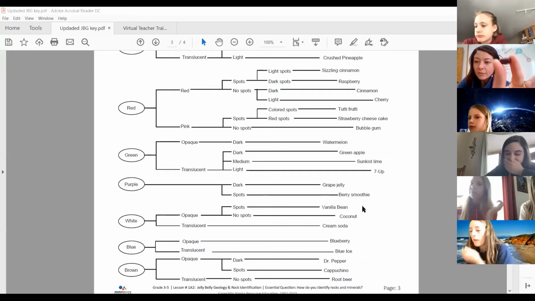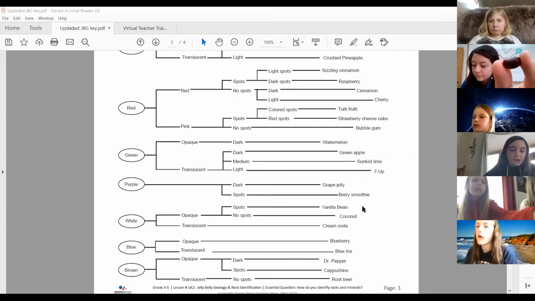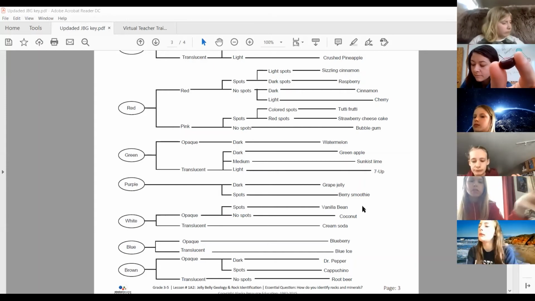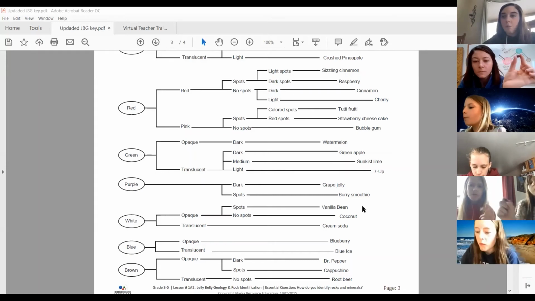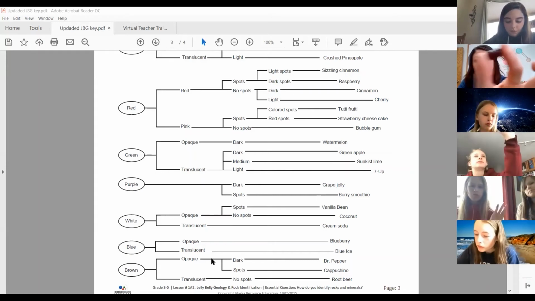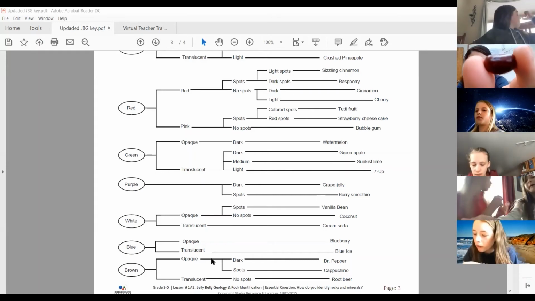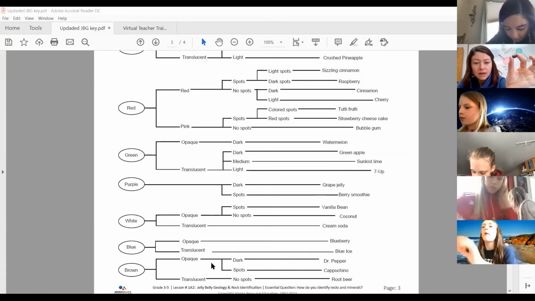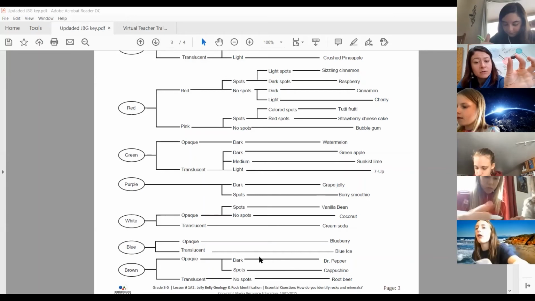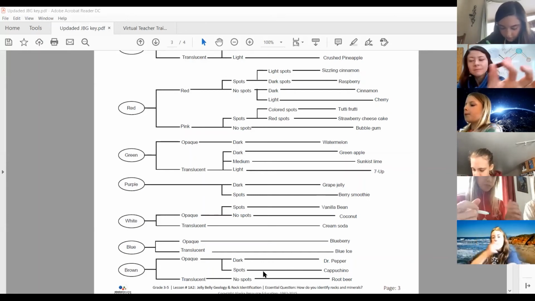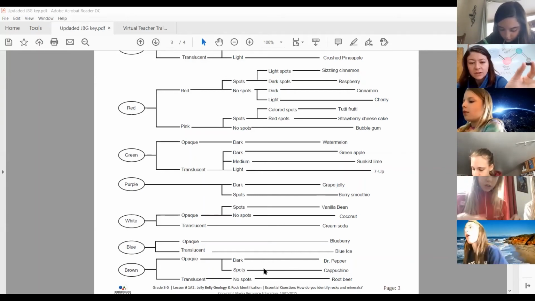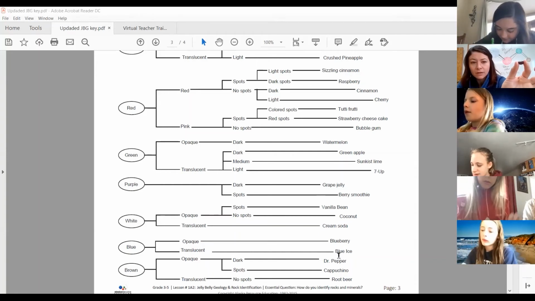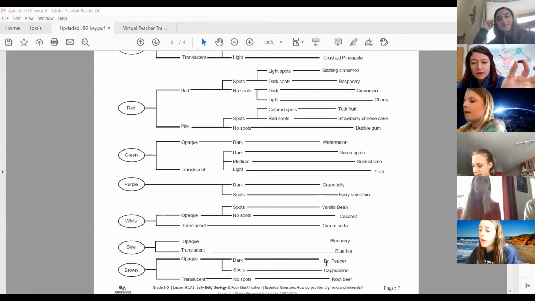You guys have a brown one. Yep. Okay, go ahead and grab brown. All right. Opaque or translucent? Opaque. Yep, definitely opaque. And dark or spots? Dark. Definitely dark. So what flavor should it be? Dr. Pepper. Yep, Dr. Pepper, right?